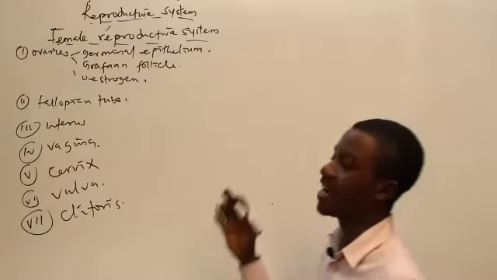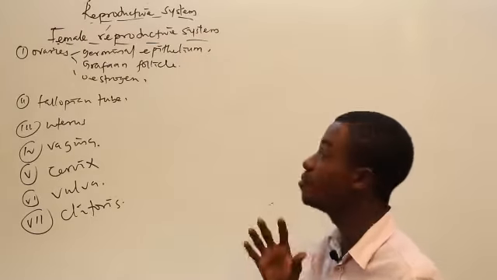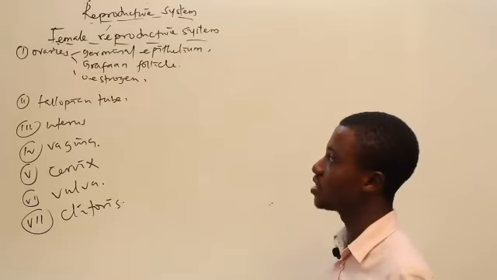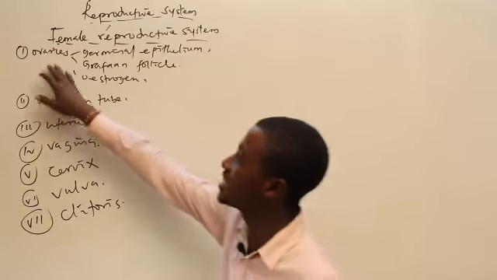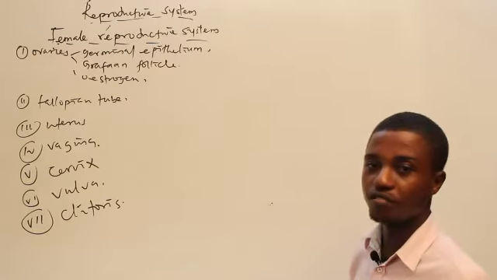So now we're going to be looking at another interesting part. The female reproductive system. We looked at the male reproductive system. Now the female reproductive system. And number one on our list is the ovaries. Usually we have two ovaries in the female.